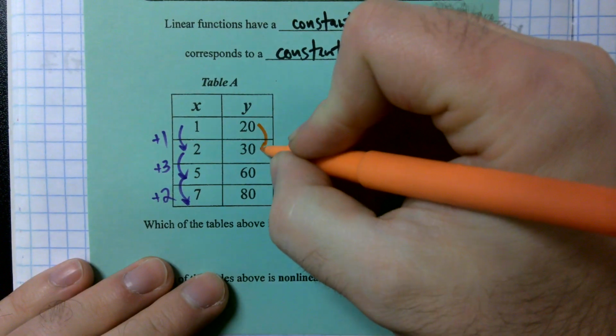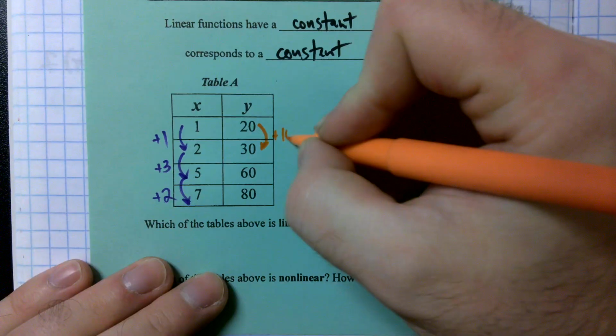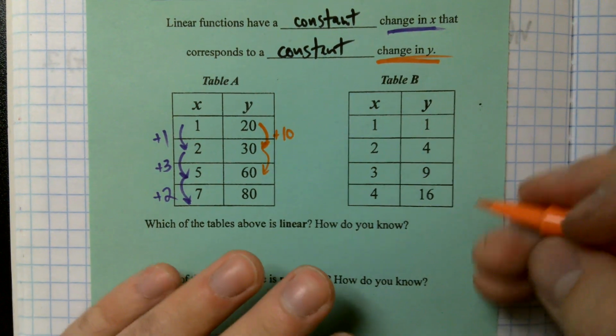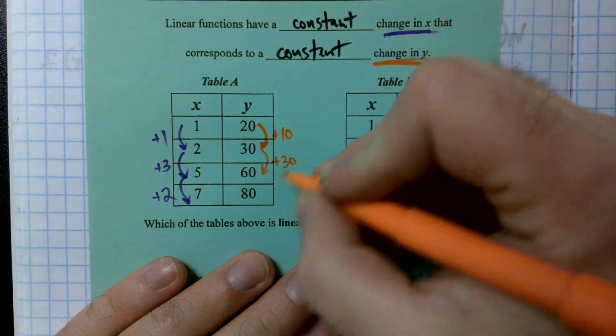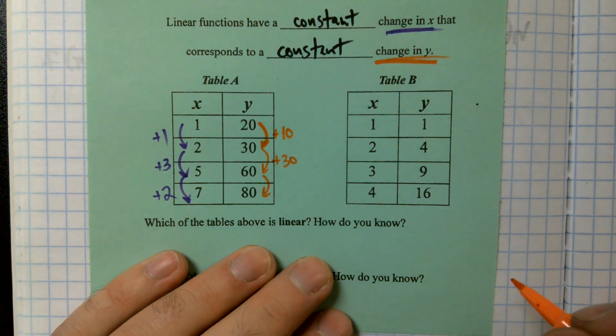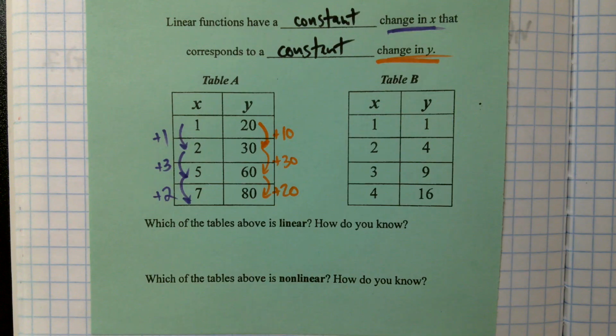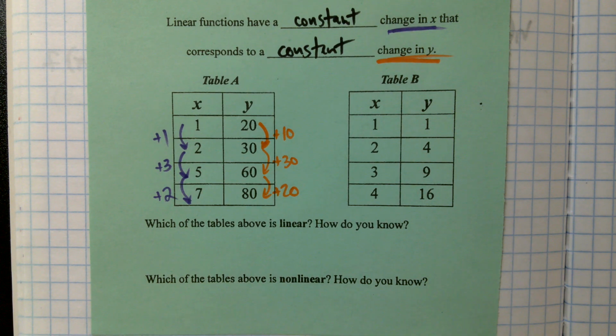Oscar, how would I get from 20 to 30? You said plus 10. Perfect. What about from 30 to 60? It's a change of 30. And what about from 60 to 80? 20. So what do we notice about my change in y and my change in x here? Anything interesting? Yeah, Oscar, what do you notice? If you divide those by 10, they'll be the same number.